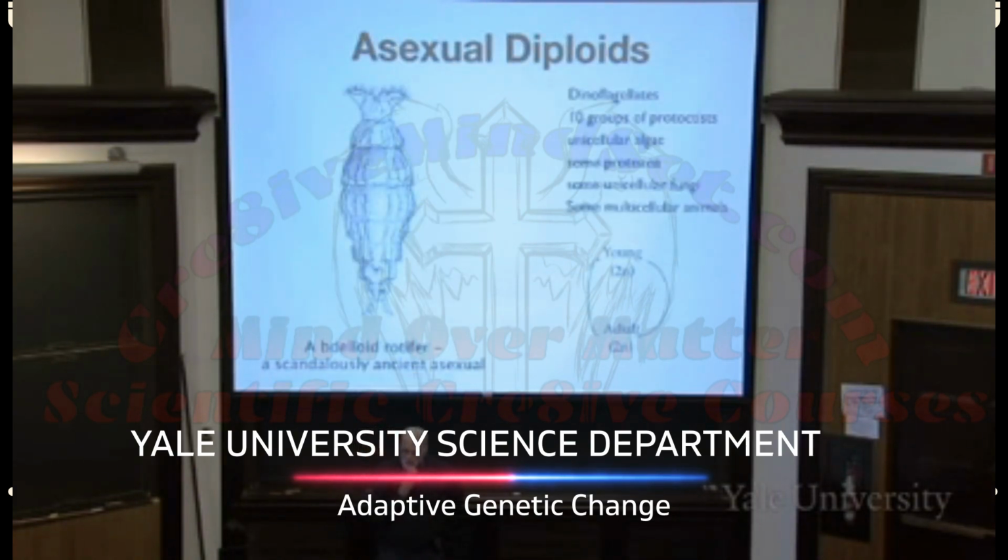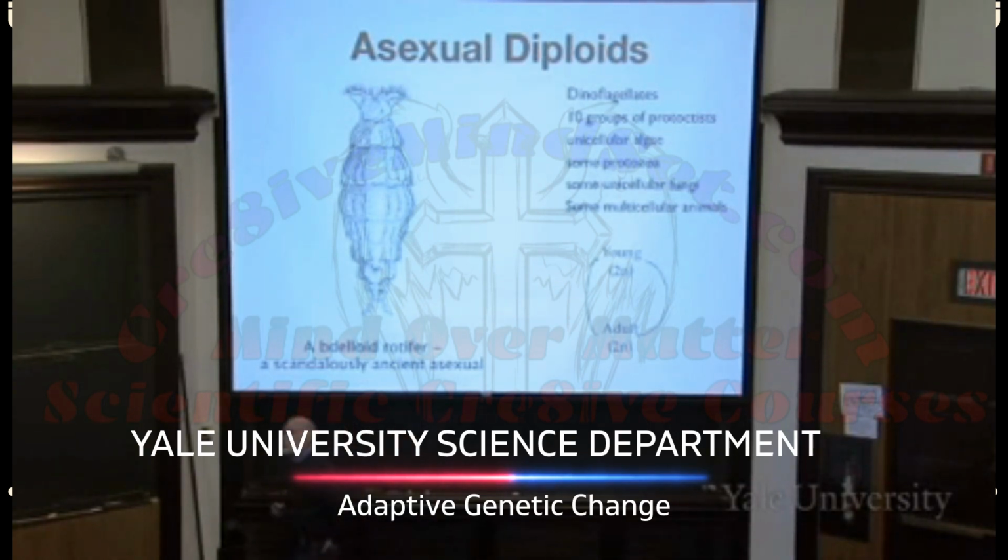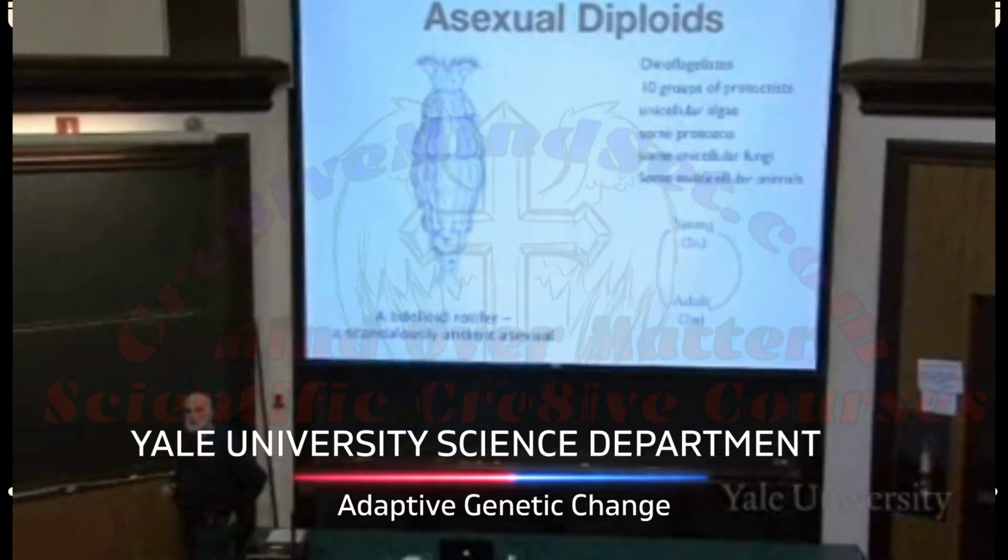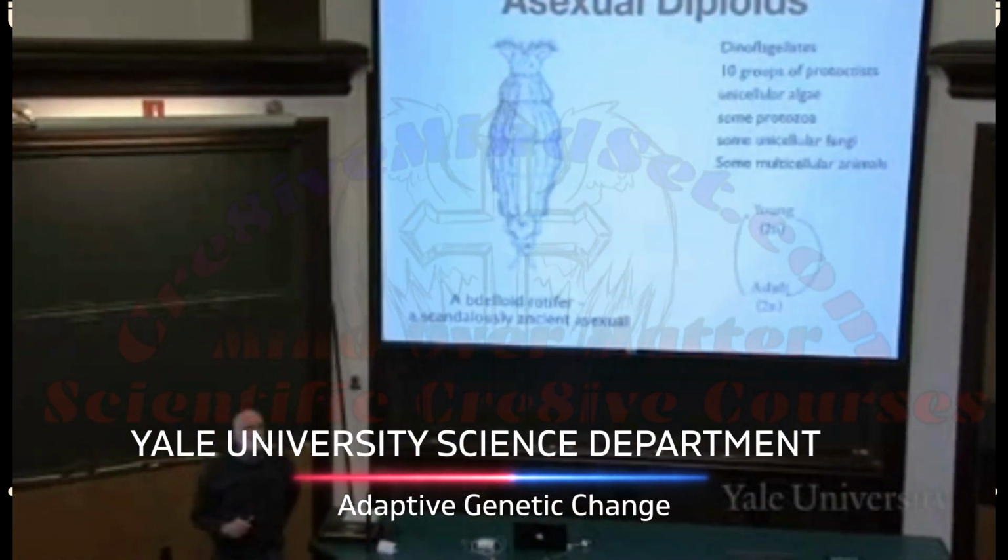The asexual diploids include the dinoflagellates. There are about 10 groups of the protoctists. That's the modern name for what you think of as protozoa, but it also includes some single-celled organisms that have chloroplasts in them. The unicellular algae, some protozoa, some unicellular fungi. There are a lot of multicellular animals that are asexual diploids, and this one here, the deltoid rotifer, is one of them. It is called a scandalous ancient asexual.